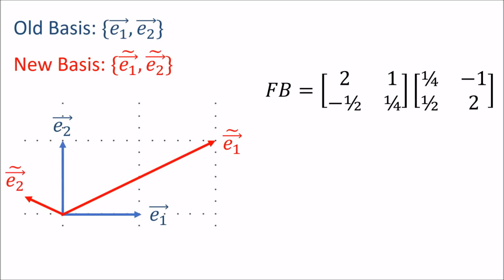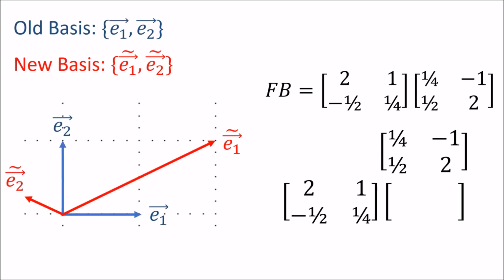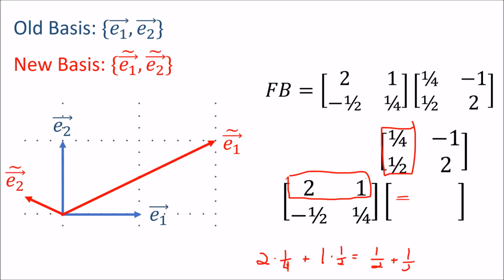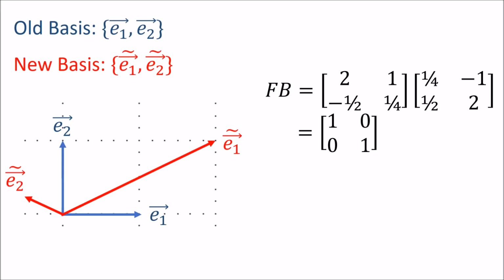To multiply two matrices, we write them like this, and to get this entry of the resulting matrix, we take the dot product of this row vector and this column vector. So in this case, it's 2 times a quarter plus 1 times a half. So that's just a half plus a half, which equals 1. Alright, so I'm going to let you do the other three entries, but what you'll find is you get this matrix here with 1s along the diagonal and 0s everywhere else, and that is, of course, the identity matrix.